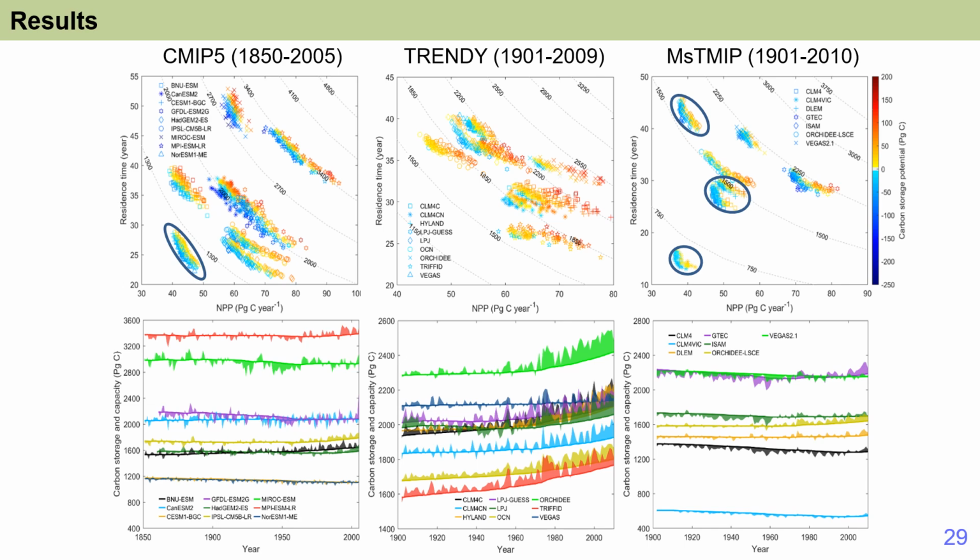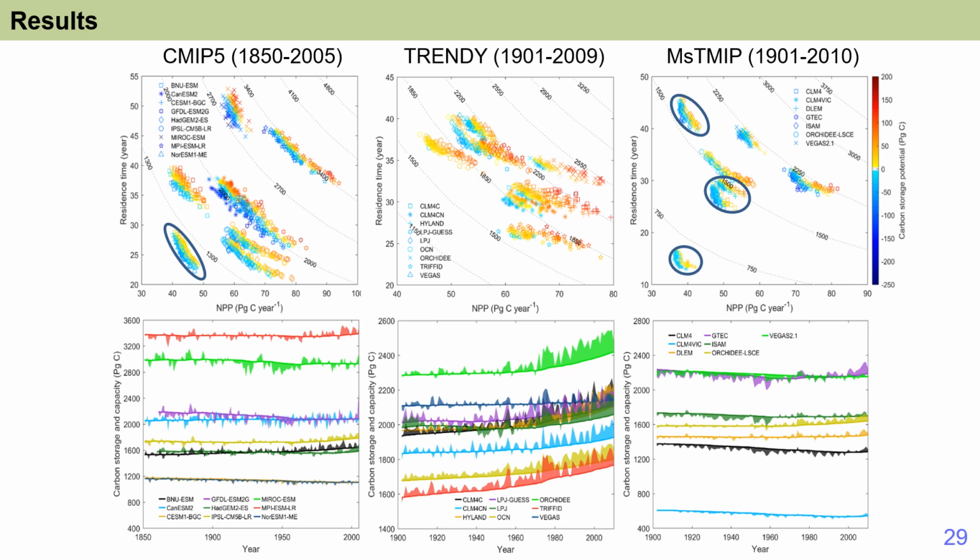Carbon residence time and NPP show smaller variations across the 9 dynamic global vegetation models in Trendy in comparison to those models in CMIP5 and MISMIP. As a result, the variations in carbon storage capacity in Trendy are not as large as in CMIP5 and MISMIP. Global carbon storage over time is shown in the bottom 3 panels.